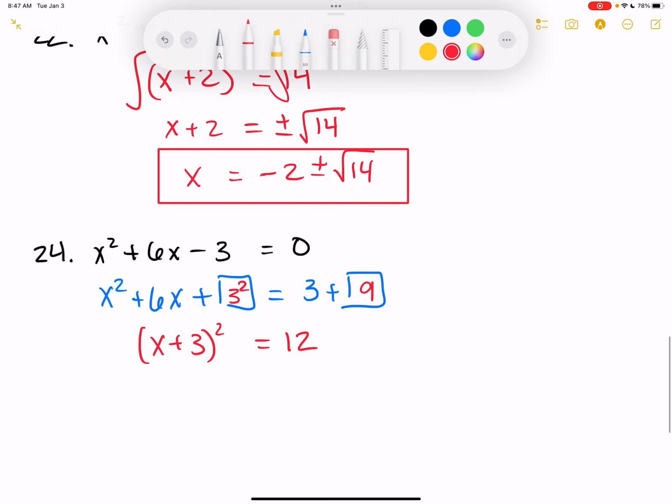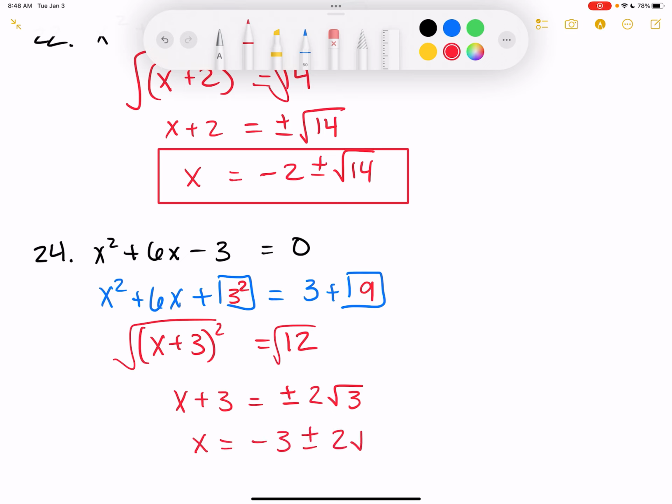So then square root of both sides, which is x plus 3 equal to plus or minus the square root of 12. Can I take anything out? 2. I can take out a 2, and that leaves me with the square root of 3. And then again, because there's square roots included, I can just write it as x is equal to negative 3 plus or minus 2 square root of 3.